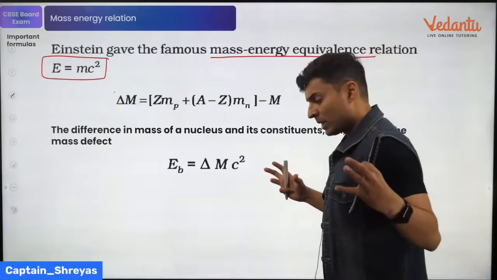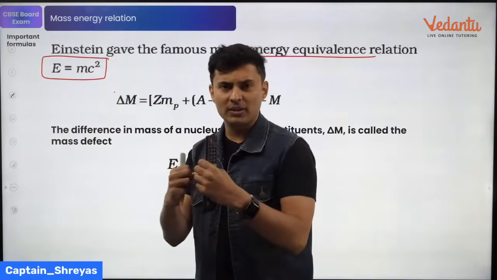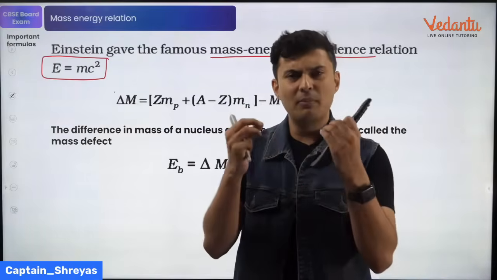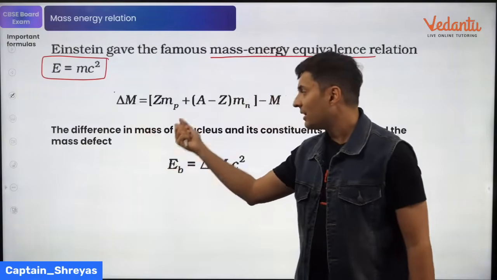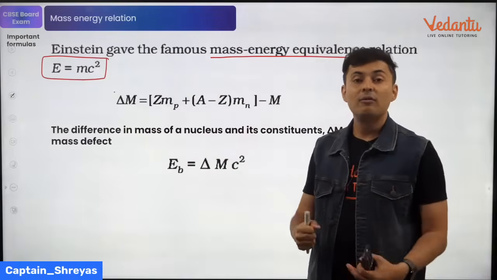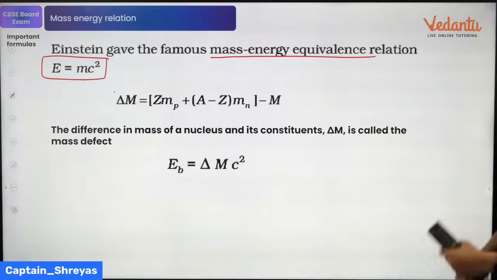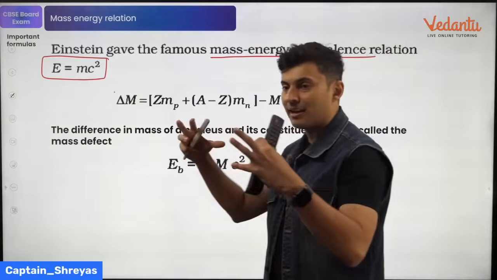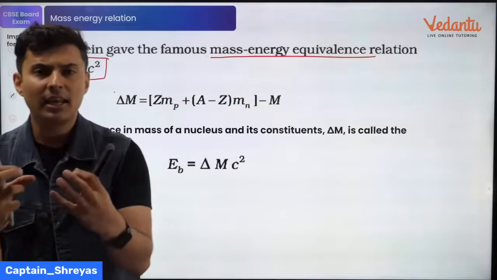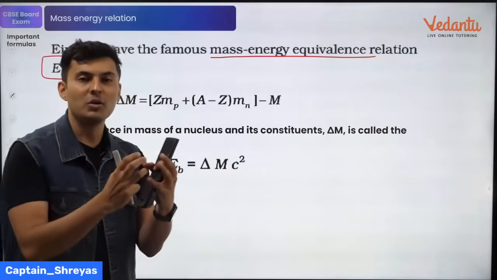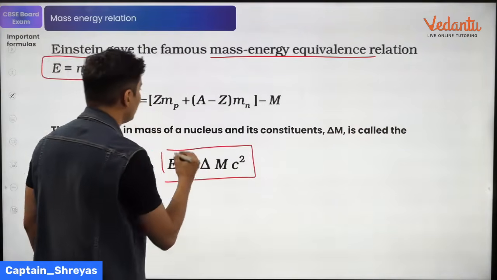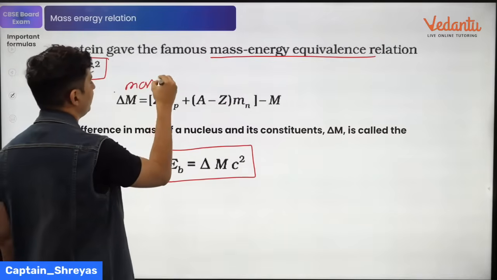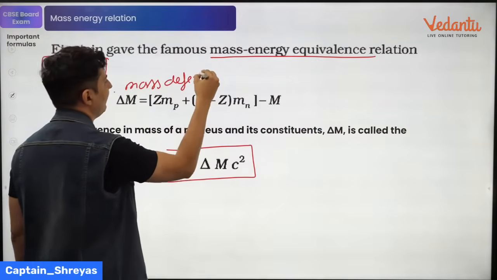So if I combine all the protons and neutrons inside a nucleus, you will see the mass will slightly be lost. That mass lost is the mass defect, and that will release energy, which is called the binding energy. That is also called the energy required to bind these protons and neutrons together inside the nucleus. This is delta m c square. This is your mass defect.